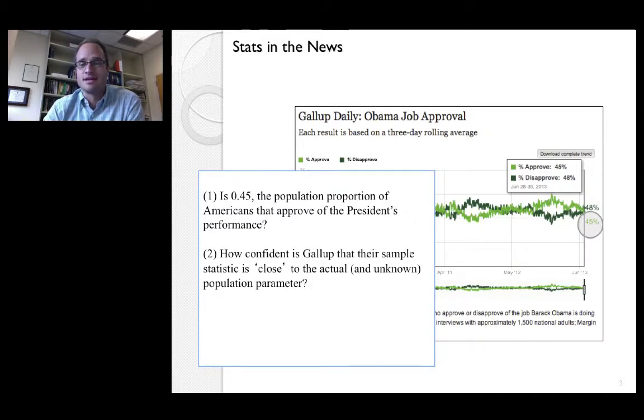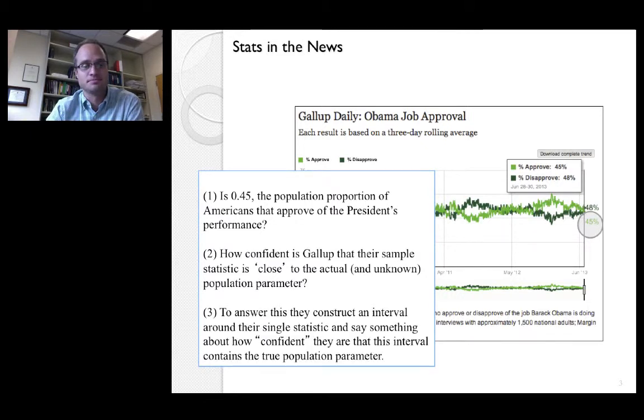Knowing that this is just a single statistic drawn from a larger population, Gallup wants to know how confident they are that their sample statistic is close to the actual and, of course, unknown population parameter, right? It's unknown, and hence the reason for inferential statistics in the first place. They'd like to know what this percentage approval or disapproval is, but of course they can't get at it from every adult American at one point in time. So they draw a sample.